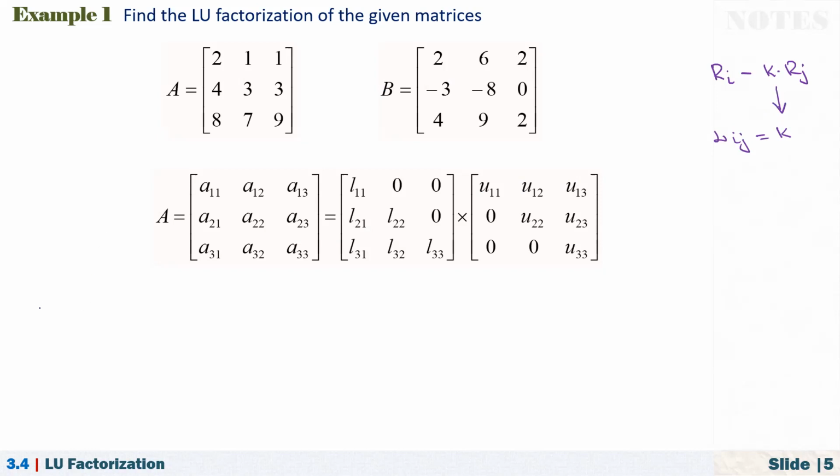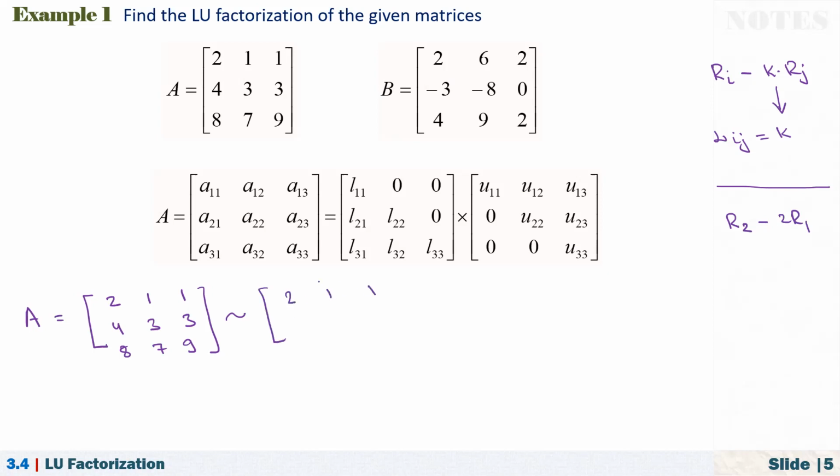So let's start with A, for example, part A. So this A is equal to, here we have 2 and 1 and 1. Here we have 4 and 3 and 3. And here we have 8 and 7 and 9. Okay, so the first operation is, let me just write them here. The first one is again R2 minus 2 times R1, right?